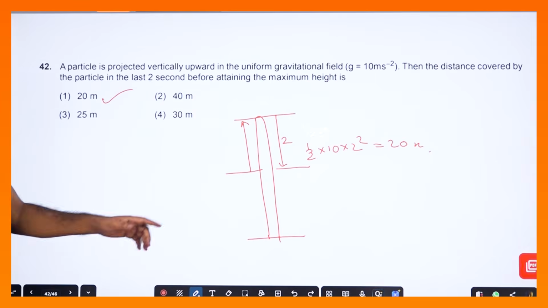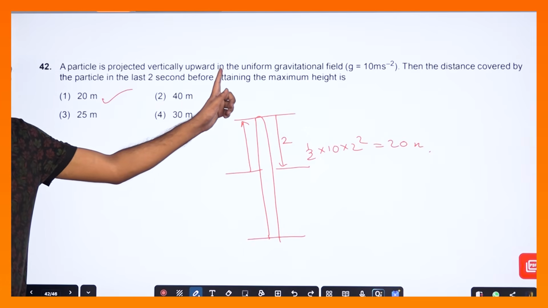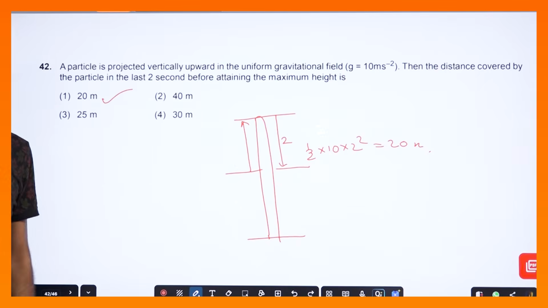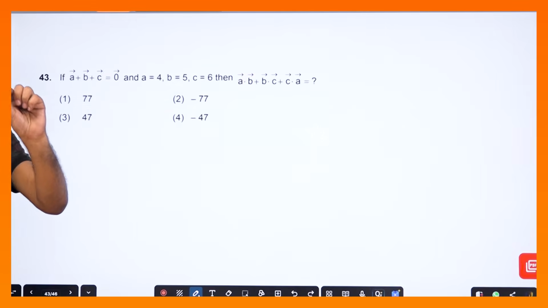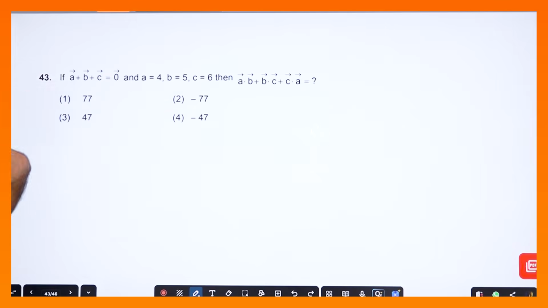Right? Remember this symmetry: the upward motion and downward motion are symmetric. So the last 2 seconds of the upward journey are the first 2 seconds of the downward journey. Downward journeys are very easy to calculate because their initial velocity is 0. I always convert it into the downward motion.